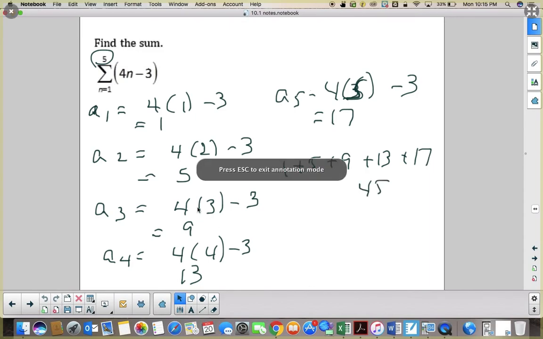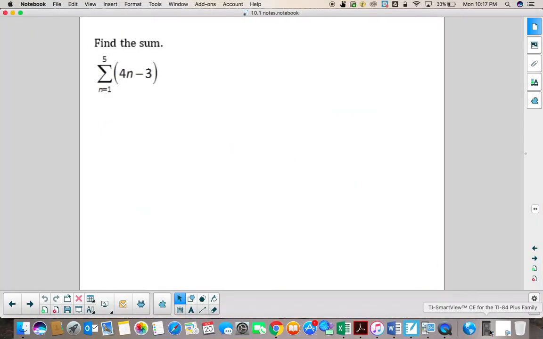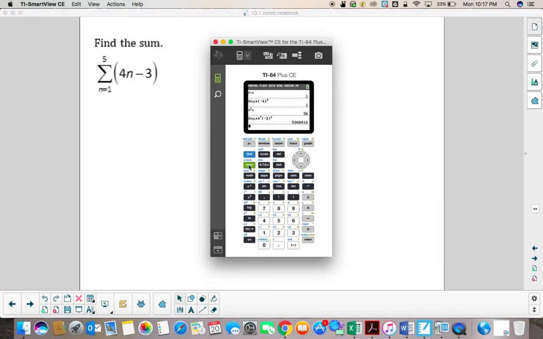If you got to put it in your calculator, which I will show you, you would go math, and you will scroll all the way down to summation, which is right there, and you hit enter, and you just basically fill in. Now, calculator can't use n, so you have to use x, so you replace everywhere you see n with an x. And I'm going to do 4x minus 3 and hit enter, and it gave me 45. So it's doing that all without me having to figure it out.